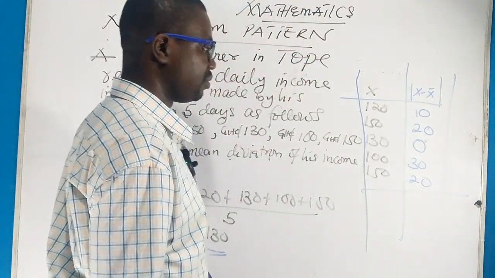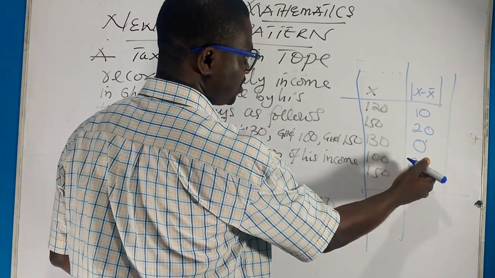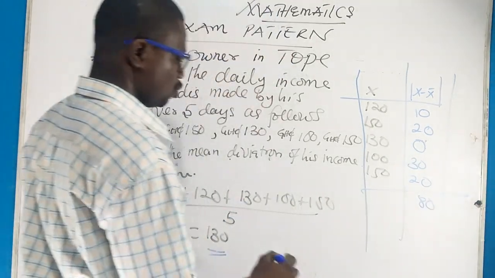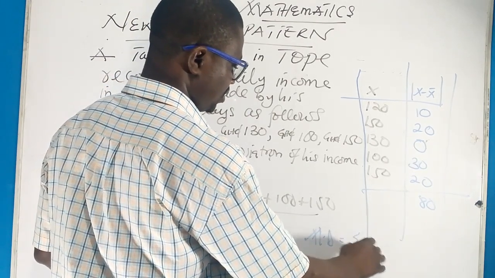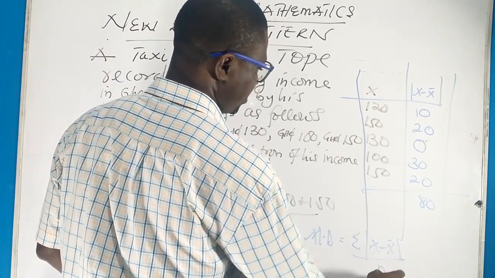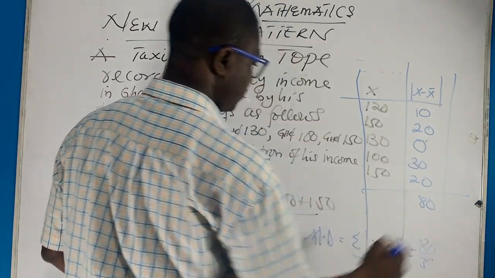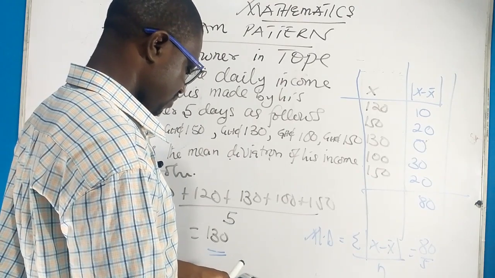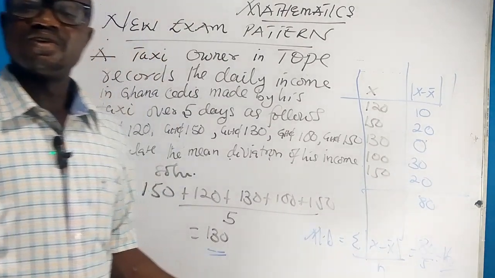Now let's sum them up. So adding them, 10 plus 20, 30 plus 30, 60 plus 20 is 80. So the mean deviation is the summation of the absolute value of x minus x bar over the n. What is the n? So 80 over 5. So when you divide 80 by 5, you get 16. You see, very simple.